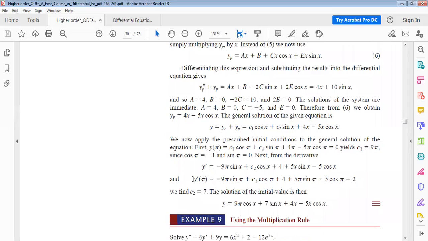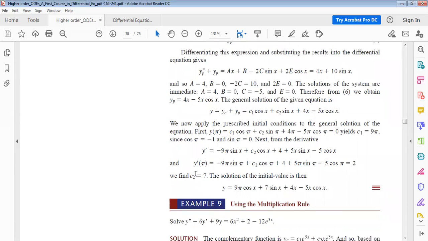Now taking the second initial condition, y dash pi, just putting x equals pi here, we get y dash pi equals minus c1 sin pi plus c2 cos pi plus 4 minus 5 pi sin pi minus 5 cos pi. So putting cos pi equals minus 1 and sin pi equals 0, we get c2 equals 7. So putting c1 and c2 in our general solution of the differential equation, we get the complete solution of the given non-homogeneous second order differential equation, this.